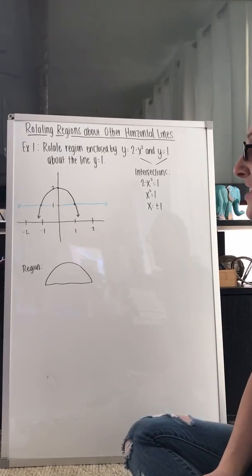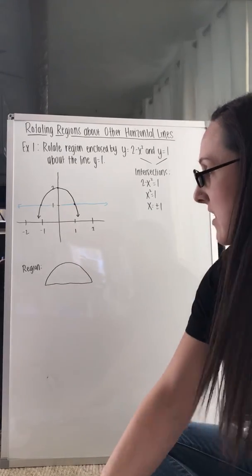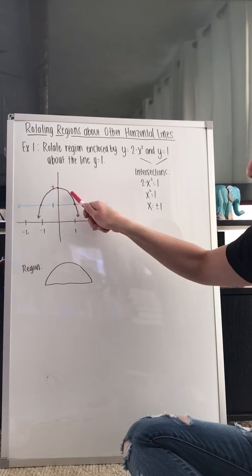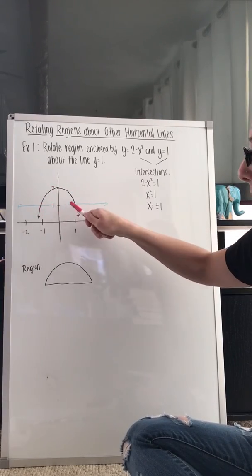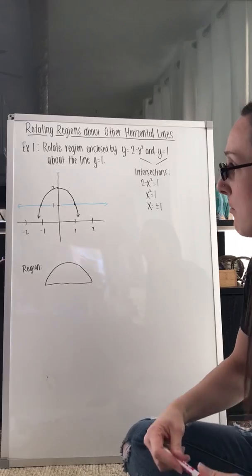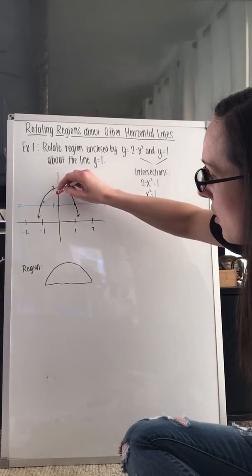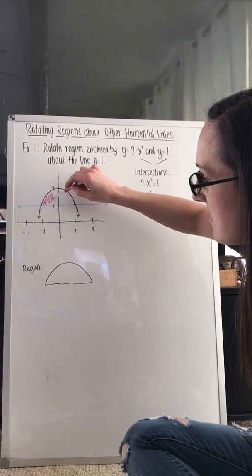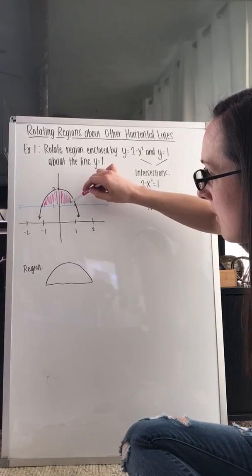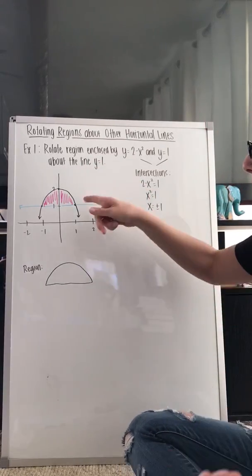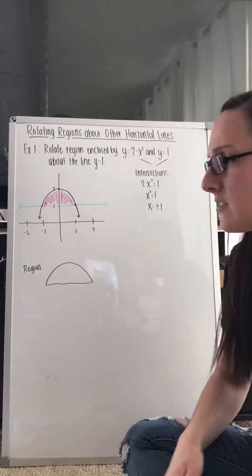So basically what I want to know is if I take this region, with the 2 minus x squared on the top and that y is equal to 1 on the bottom, and I were to rotate this stuff around the line y is equal to 1, I want to know what its volume is.